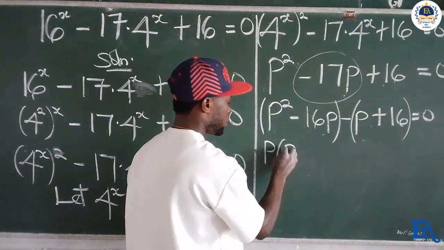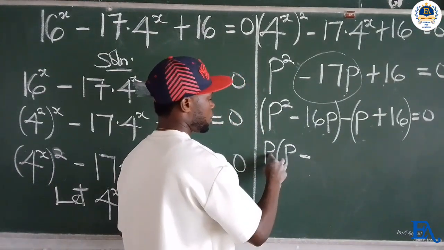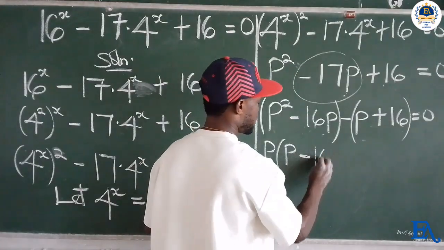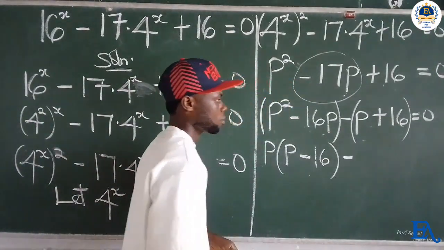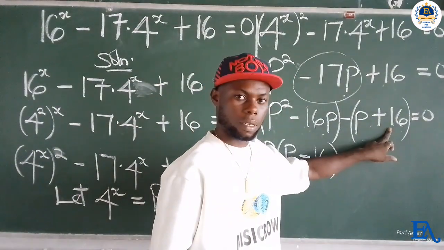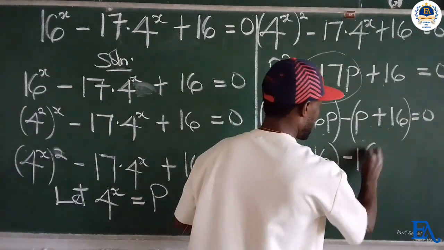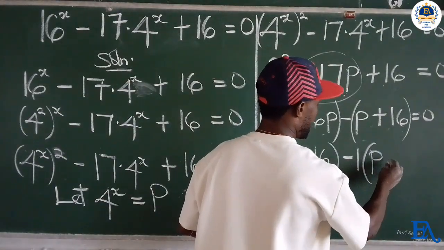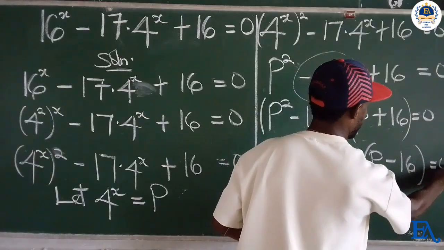p times p gives p squared, minus p times 16 gives 16p. Then minus, between p and 16, the common factor there is just 1. So we have p minus 16. This is equivalent to 0.